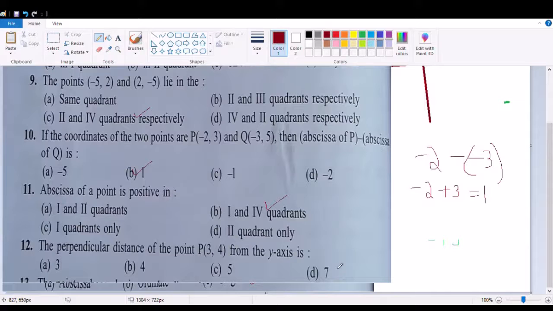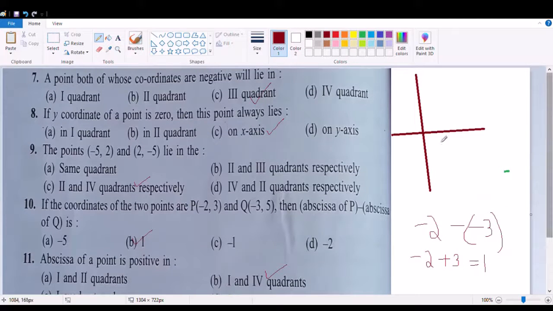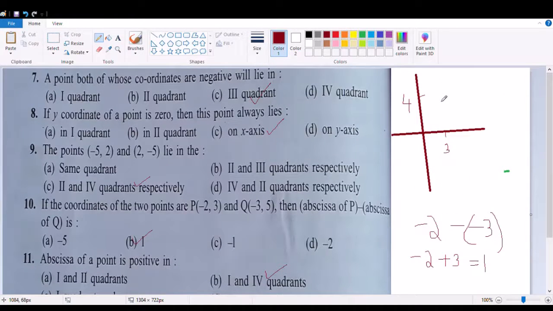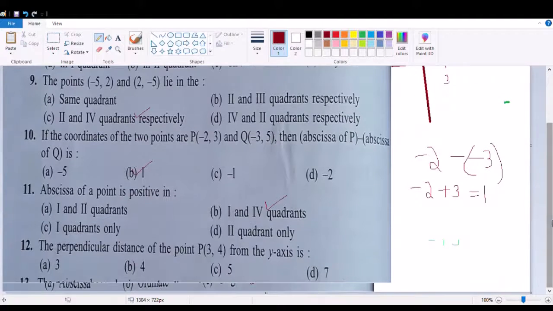Okay, the next question. The perpendicular distance of a point (3, 4) from the y axis. Okay, listen here. 3, 4 means what? Here it will be 3 and somewhere here it will be 4. The question is what? The perpendicular distance from the y axis. Y axis means what? This much distance you have to find. This much distance is what? 3. So our answer is 3. Okay, so hope you clear this much question. Then we will move to the next question.